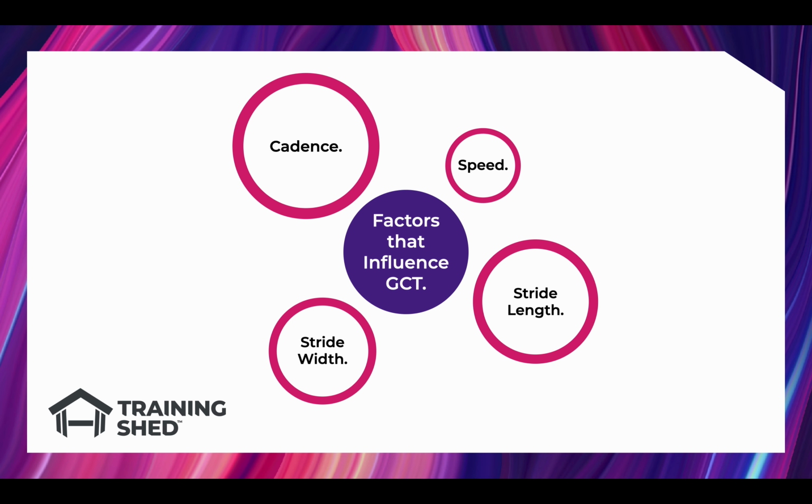Now, ground contact time, there are fewer instances here, fewer factors that influence ground contact time. The big two are obviously cadence and speed. The faster you run, the more steps you do, naturally your ground contact time is going to be lower. Stride length as well is going to affect ground contact time. Stride length with a high cadence will see a smaller ground contact time, but stride length in the absence of a high cadence will see a much longer ground contact time.